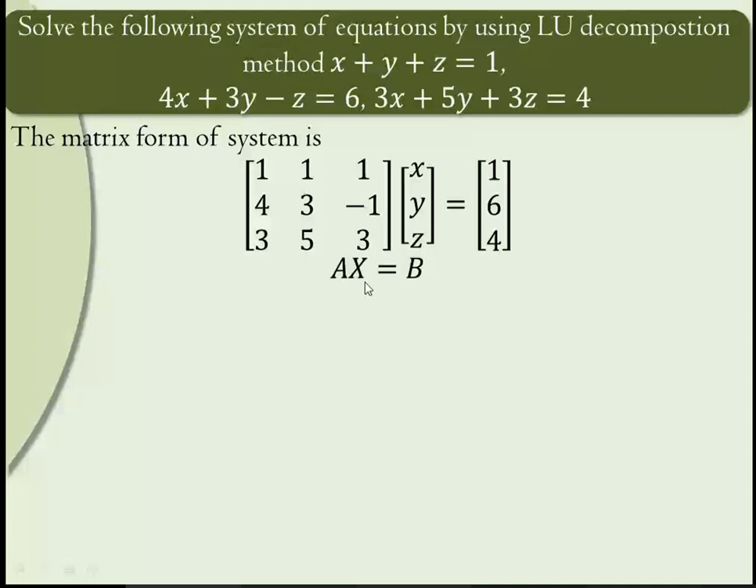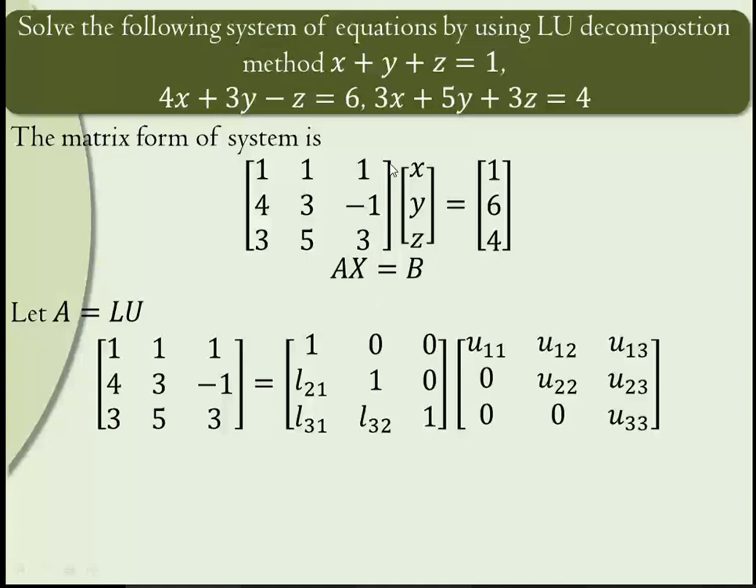Then that A can be written as the product of L into U. So this is A: 1, 1, 1, 4, 3, -1, 3, 5, 3. L will be the lower triangular matrix. This is a fixed format: 1, 0, 0, L21, 1, 0, L31, L32, 1.